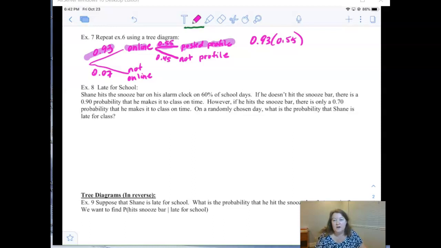Shane hits the snooze bar on his alarm clock on 60% of the school days. If he doesn't hit the snooze bar, there is a 90% chance that he makes it to class on time. However, if he hits the snooze bar, there's only a 70% probability that he makes it to class on time. So on a randomly chosen day, what is the probability that Shane is late for class?